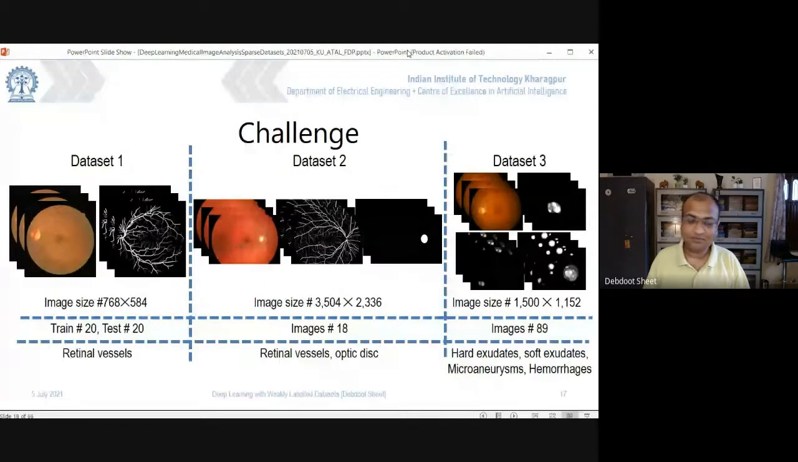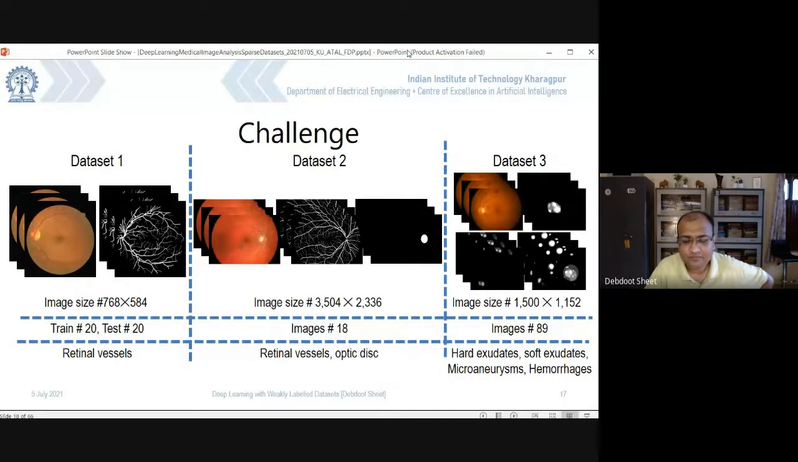The challenge is a weakly labeled data challenge. Weakly labeled data issues are manifold, and there are different definitions. I'm going to speak about weakly labeled data in terms of where there is no single data set which has all the class labels associated with it. And this is a true case: there are 3 data sets we are looking at. One data set has annotations only for blood vessel. Another has annotations only for blood vessel and optic disc. Another has annotations for only hard exudates, soft exudates, microaneurysms, and hemorrhages. It does not have annotations for any of the blood vessels or optic disc.